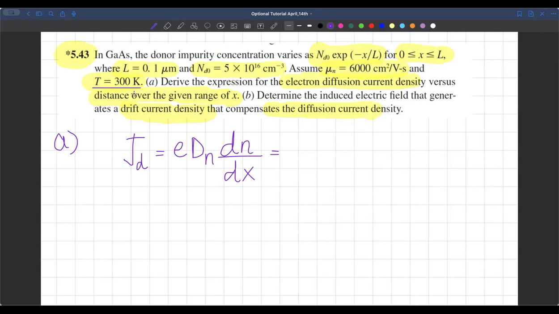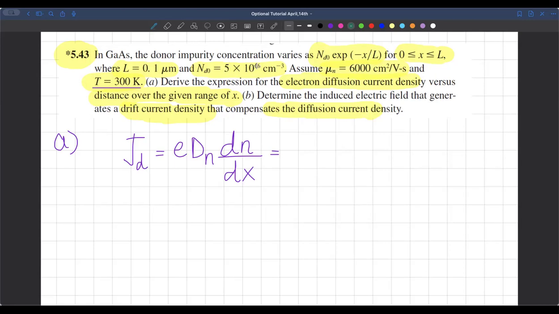Complete ionization. What does complete ionization mean? That all the donor atoms have already given out their electrons, so each donor atom gives one electron. So you just have to plug in the same, this is ND, the donor concentration, the same as the electrons, because at 300K, at complete ionization, it will be completely dominated by the donor concentration. All the donors are giving those electrons.